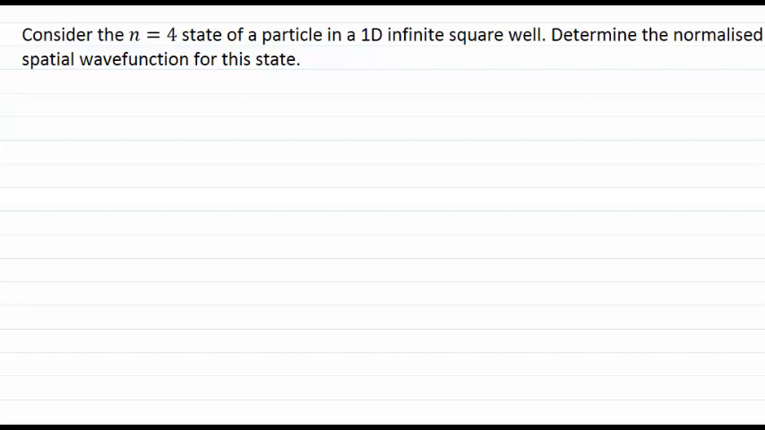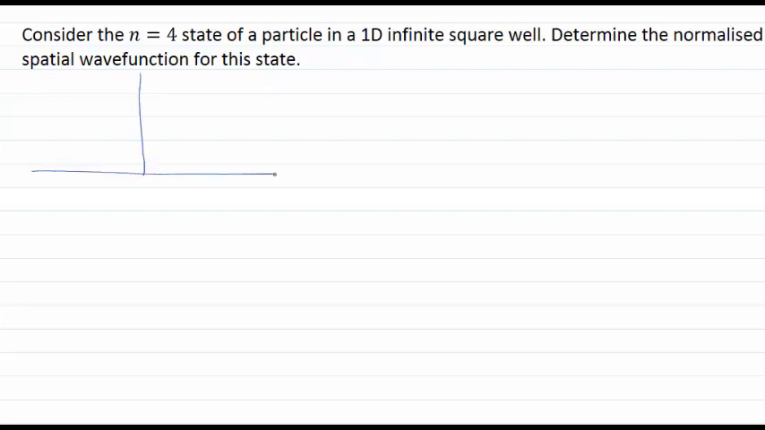This PhysCast is going to look at how to normalise a quantum mechanical wave function. The example given here is for the 1D infinite square well, and the question is asking you to find the normalised spatial wave function for the n equals 4 state. So a quick sketch to remind ourselves of the system that we're looking at.